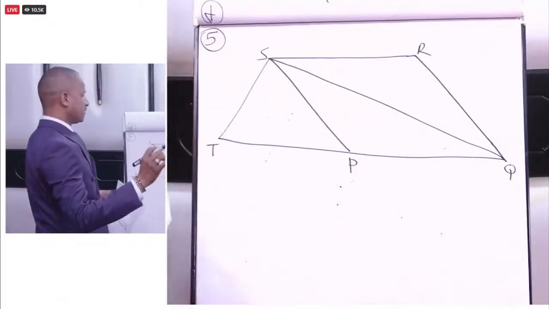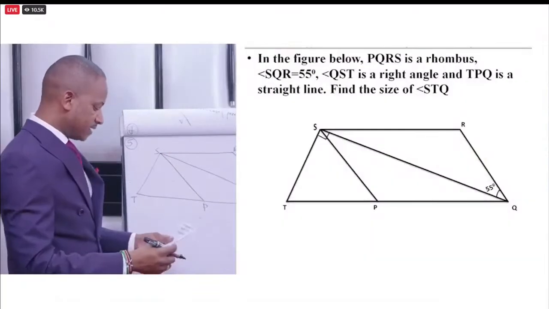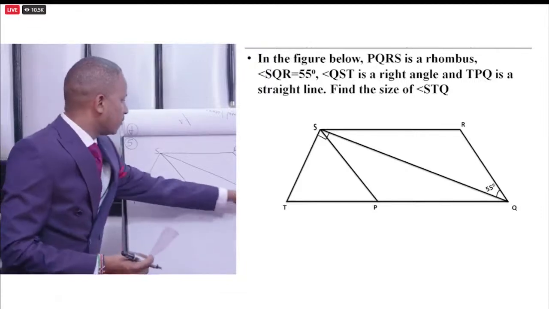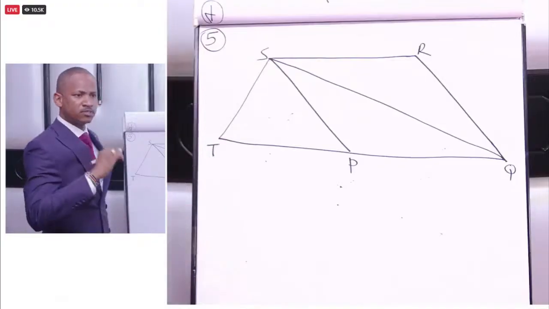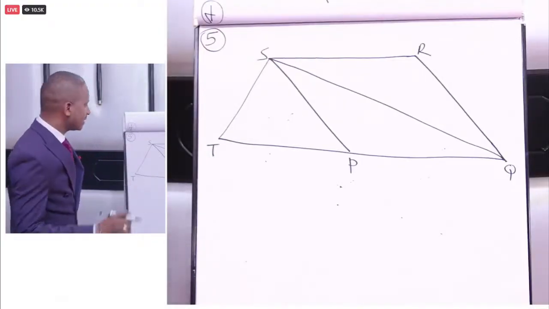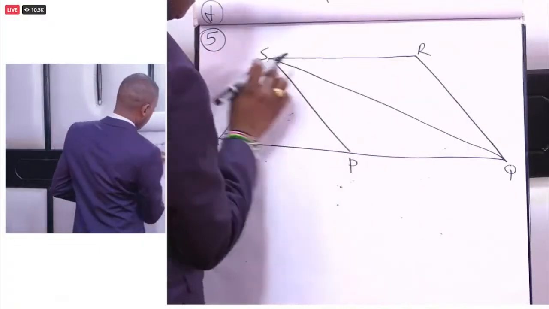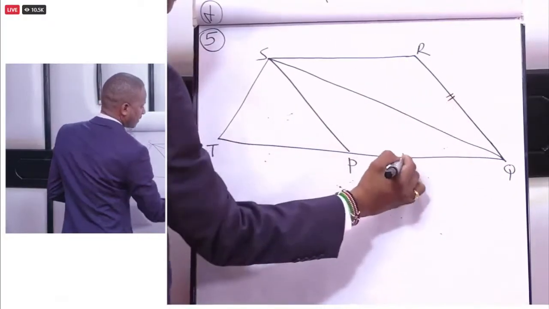My drawing might not be accurate, but get to listen to what I'm explaining. In the figure below, PQRS is a rhombus. Up to that point, what do you know about a rhombus? A rhombus has all the sides equal: SP, PQ, QR, RS, all sides are equal.